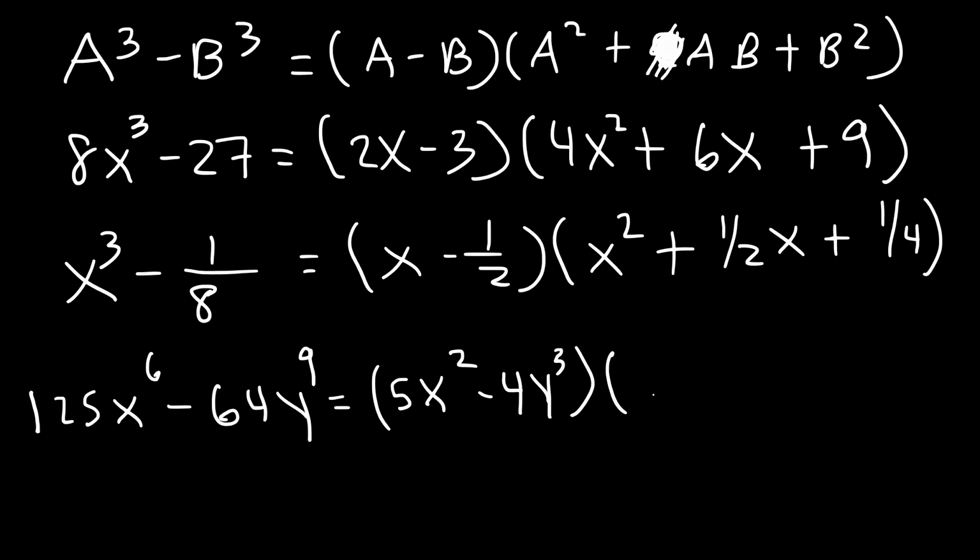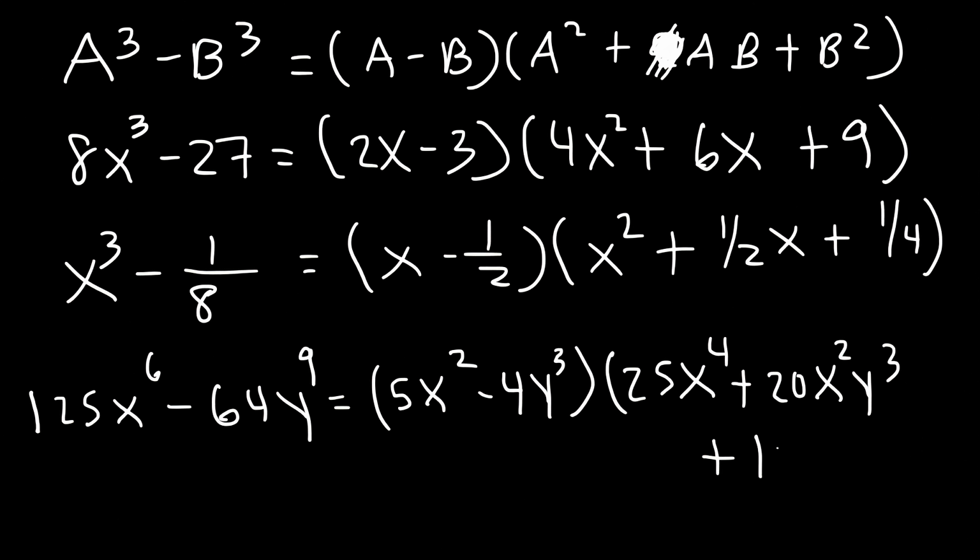Now, a squared, that's going to be 5x squared times 5x squared, which is 25x to the 4th. And then change the sign, plus 5 times 4 is 20, and then x squared times y cubed, just write them together, and then plus b squared. b is 4y cubed. 4 times 4 is 16. y cubed times y cubed is y to the 6. You've got to add the exponents. 3 plus 3 is 6.